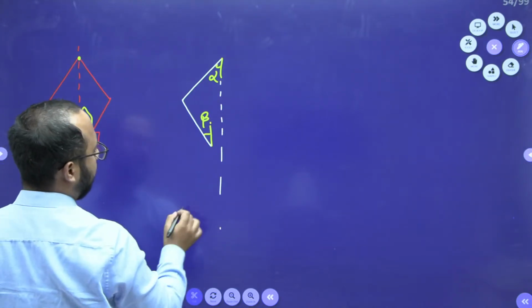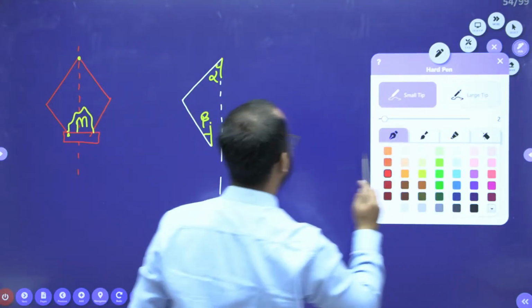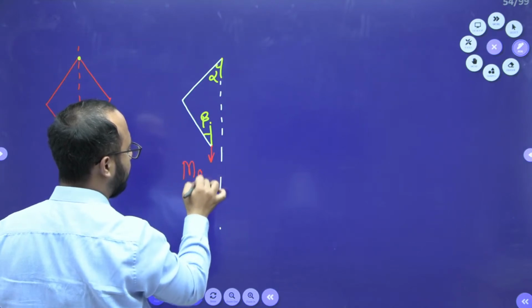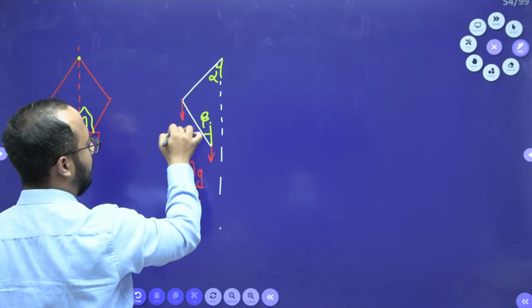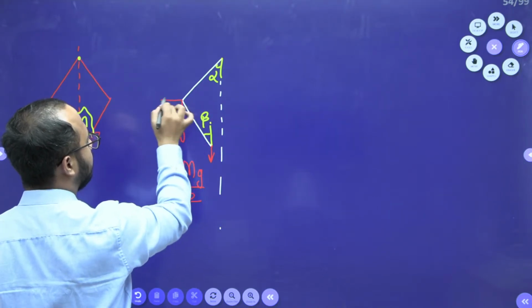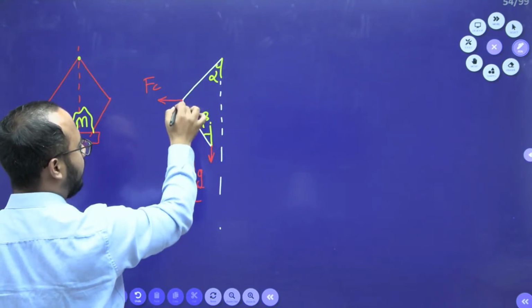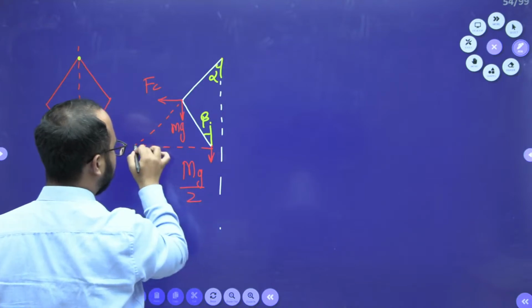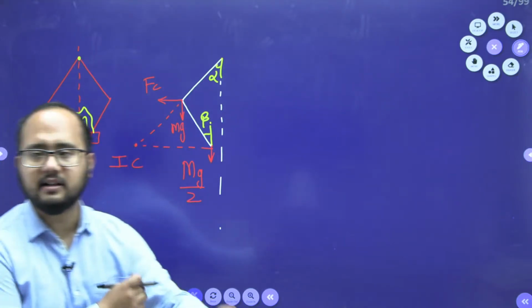Okay. Now see, here the force acting here is mg by 2, and here mg will be acting, and here the centrifugal force will be acting. Now if you consider the whole part here, the instantaneous center will be here. This is the point of the instantaneous center. For moment, I will consider the moment.